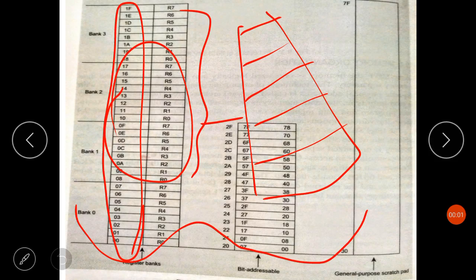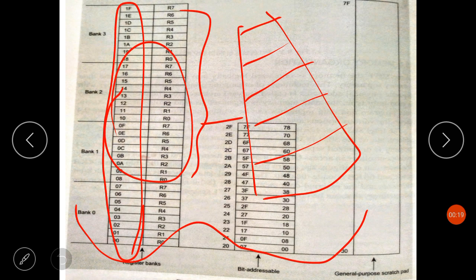Hello students, in the last lecture I was discussing the 8051 microcontroller architecture, and there I discussed the stack memory and the stack pointer. I'll be continuing with the same topic in this lecture also.